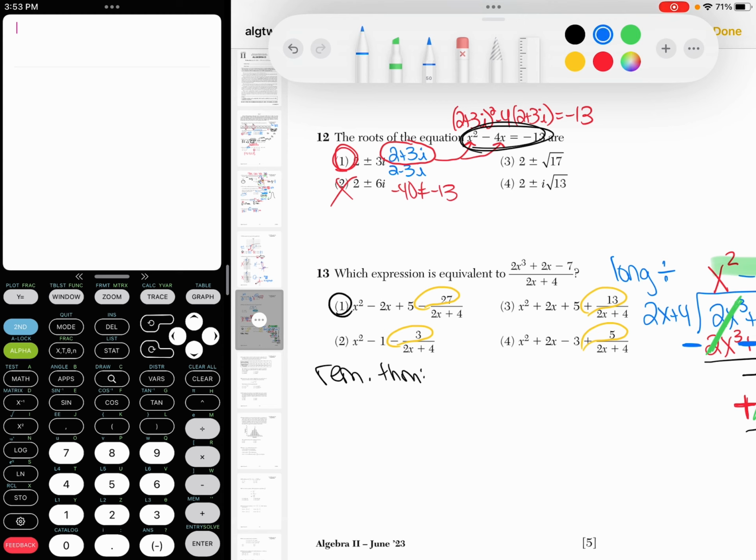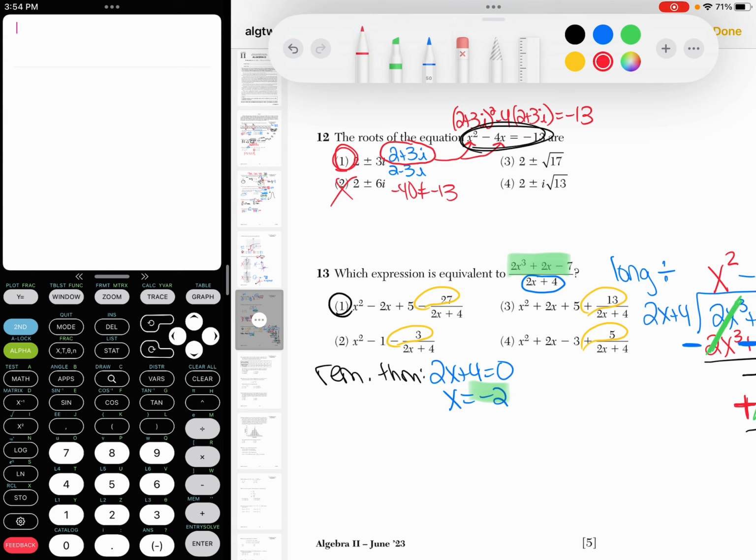But you have to remember the remainder theorem. It's very helpful. So for the remainder theorem, you have to plug in what you get when you set the denominator equal to 0. So I'm going to do 2x plus 4 equals 0. So I'd subtract the 4 over, divide by 2, and I get x equals -2. So that tells me I have to take that -2 and plug it into the top of my expression.